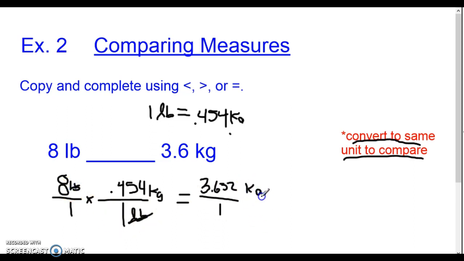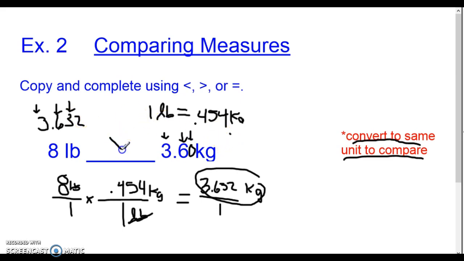Now I'm not done yet. Now I need to compare. So I have this is equal to 8 pounds, so 3.632. So when I look at the ones digit, they're both the same. When I look at the tenths digit, they're both the same. So I have to go to the hundredths. This one has a 3, and since this one doesn't have a number in the hundredth digit, it's actually a 0. So the 3 is bigger than the 0, so this side would be greater than.